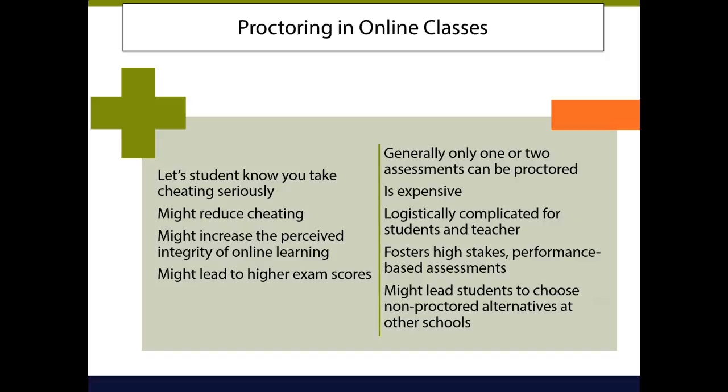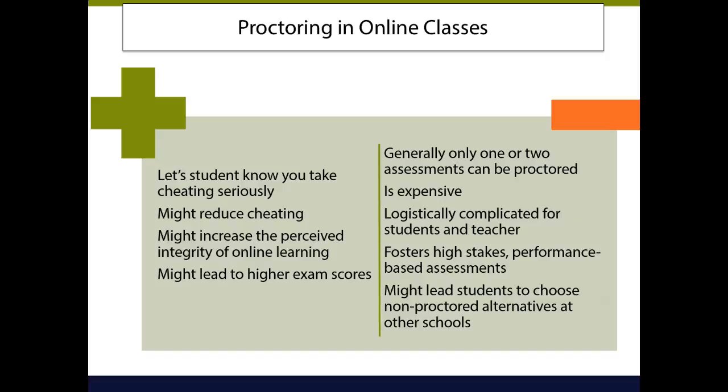Proctoring is expensive for students. If they can't come to the testing center, they pay for proctoring, and our students already pay more for online classes. It's logistically complicated. For Front Range, it's logistically complicated for students to make time to come to campus, to find a way to campus, or to find an offsite proctoring.